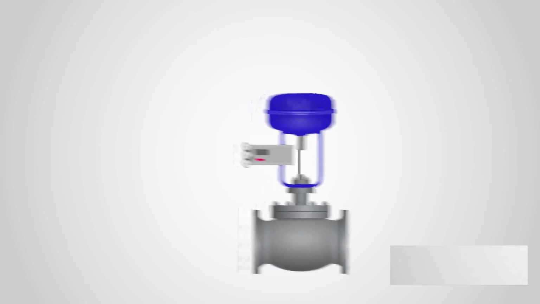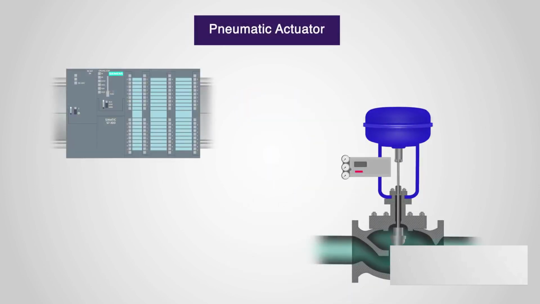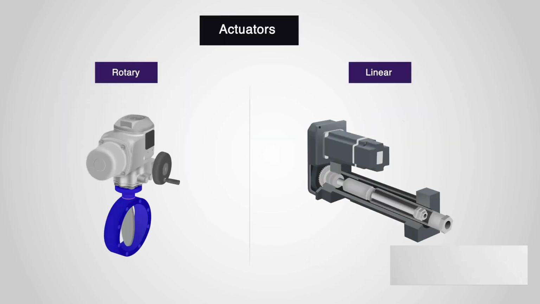Let's look at a typical pneumatic actuator in action. The PLC analog output card produces a 4 to 20 mA current to move the valve from fully open to fully closed. The 4 to 20 mA current will be converted to pneumatic energy, which becomes the source of energy to operate the actuator. Let's review what we have discussed.